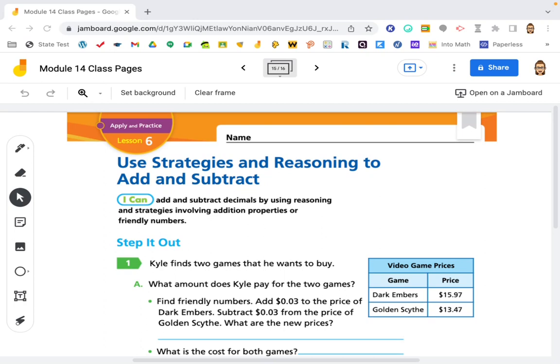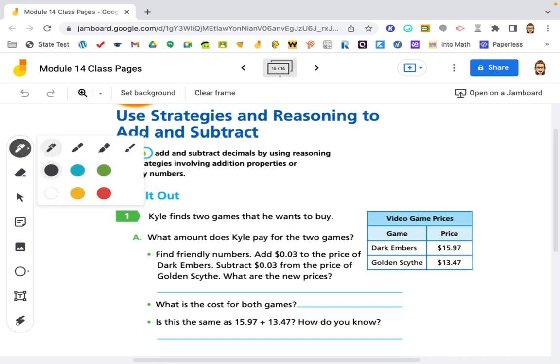So, our first problem says Kyle finds two games that he wants to buy. What amount does Kyle pay for the two games? Find friendly numbers. And then it says add 3 cents to the price of the dark embers and subtract 3 cents from the price of the golden scythe. What are the new prices?